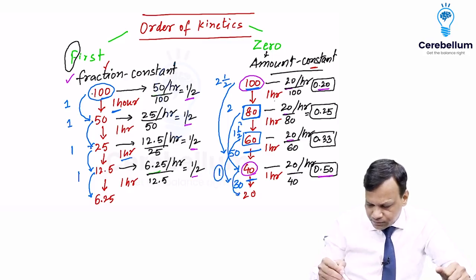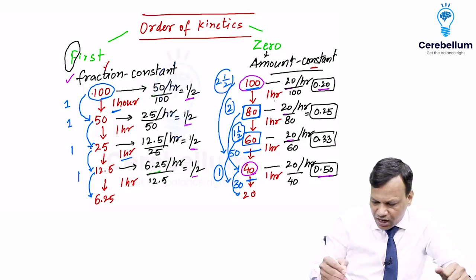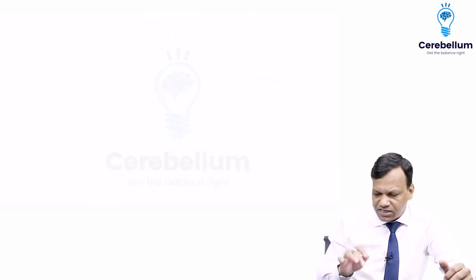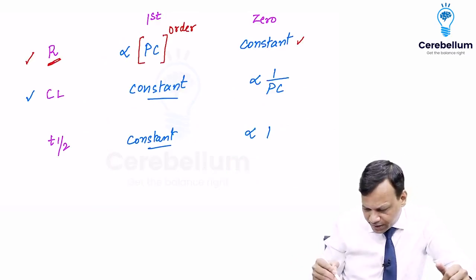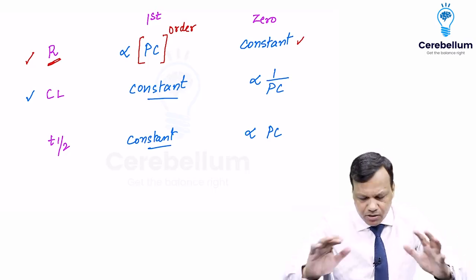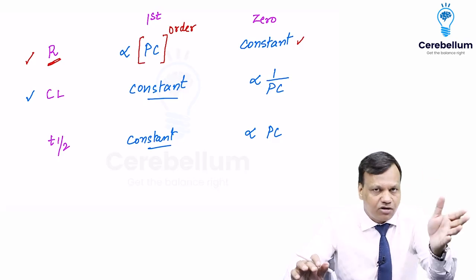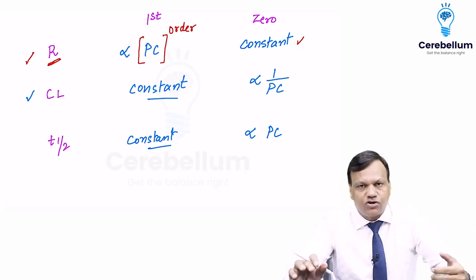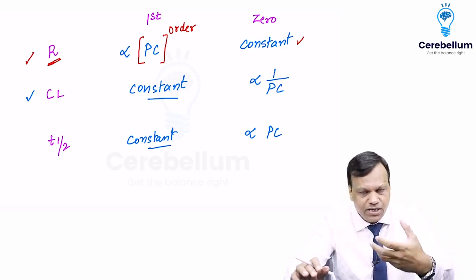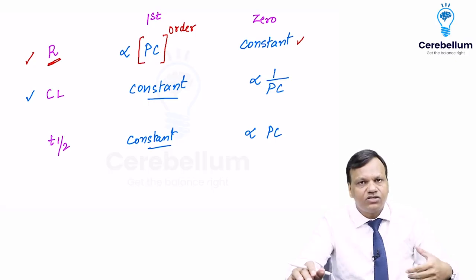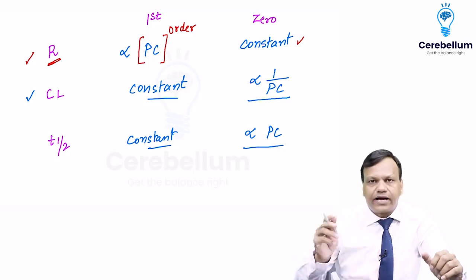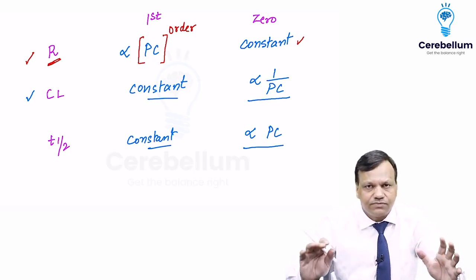So what we noted is, when plasma concentration is high, half-life is high. When plasma concentration is low, half-life is low. Or we can safely say, in zero order kinetics, half-life is directly proportional to plasma concentration. Okay, so these are the main differences between first order and zero order kinetics. In first order, rate of elimination is proportional to plasma concentration. In zero order, it is constant. In first order, clearance and half-life are constant, whereas in zero order kinetics, clearance is inversely proportional and half-life is directly proportional to plasma concentration. Clear?